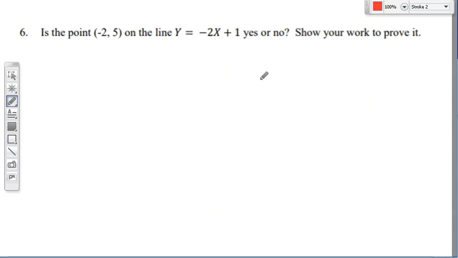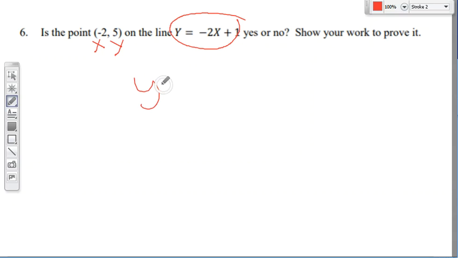Okay, question 6. Is the point negative 2, 5 on the line y equals negative 2x plus 1? Yes or no? Show your work to prove it. So we have this point negative 2, 5. We want to know if it's on this line. If a point is on a line, when you plug the x and the y of that point into the x and the y of the equation, it will make the equation true. That's how you know if the point is on the line.